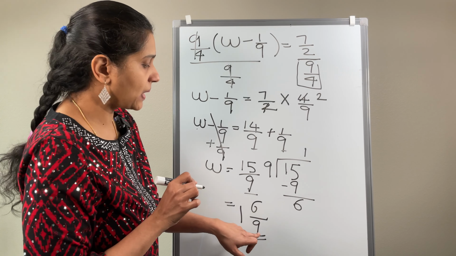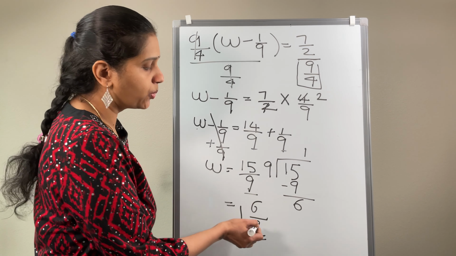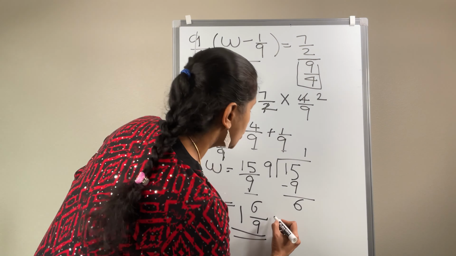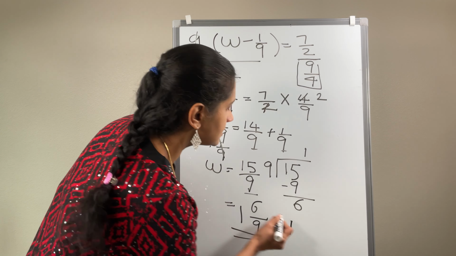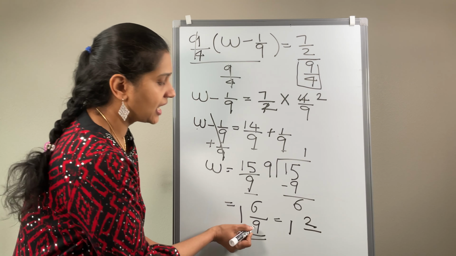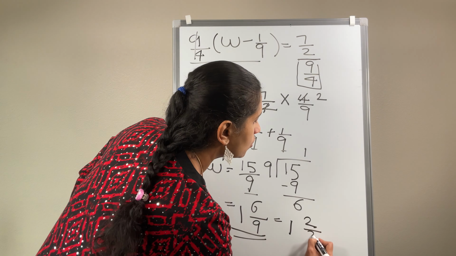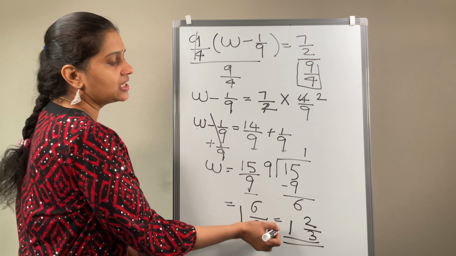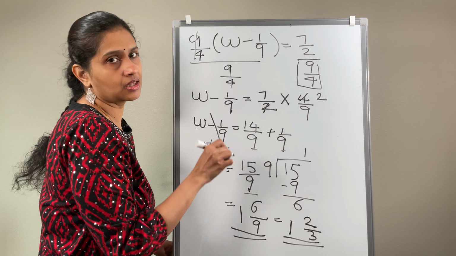Again, this 6 by 9 you can simplify because both are divisible by 3. So this can also be written as 1, 6 divided by 3, that is going to be equal to 2. 9 divided by 3, that's going to be equal to 3. So you can write it as 1 2 by 3.